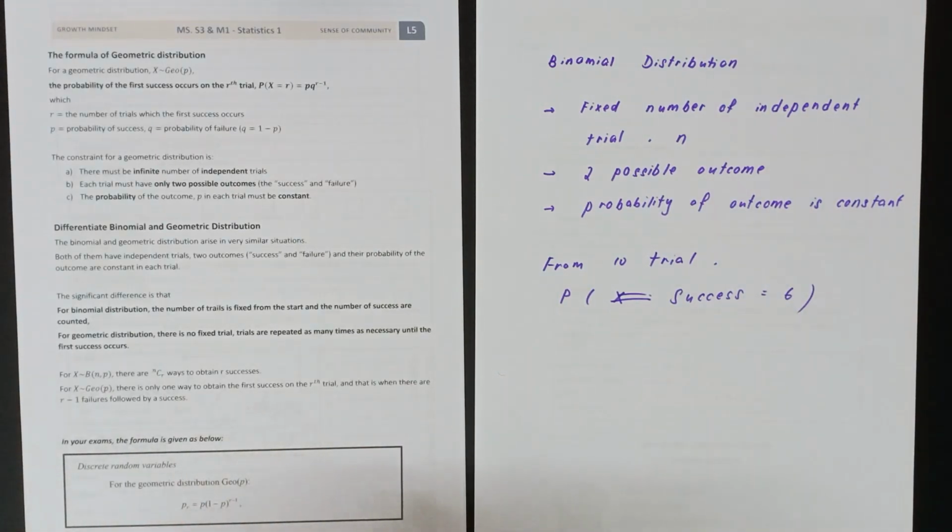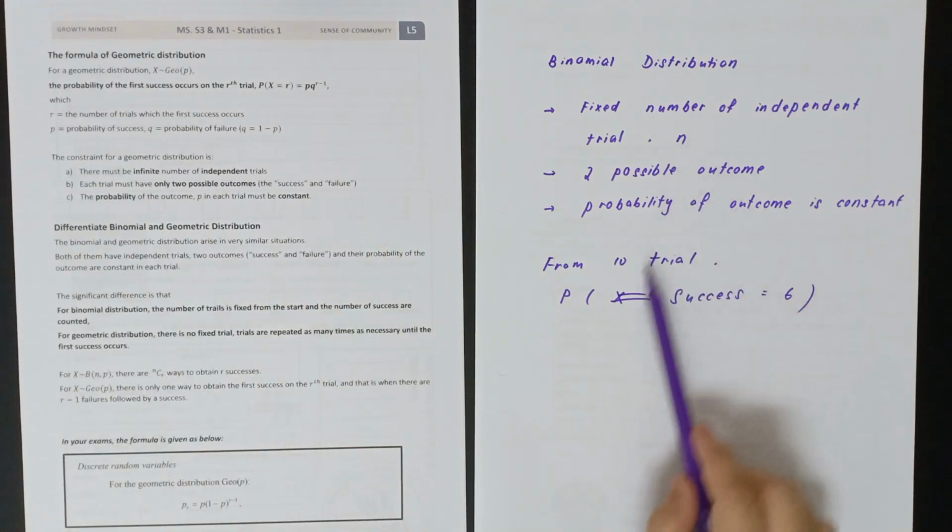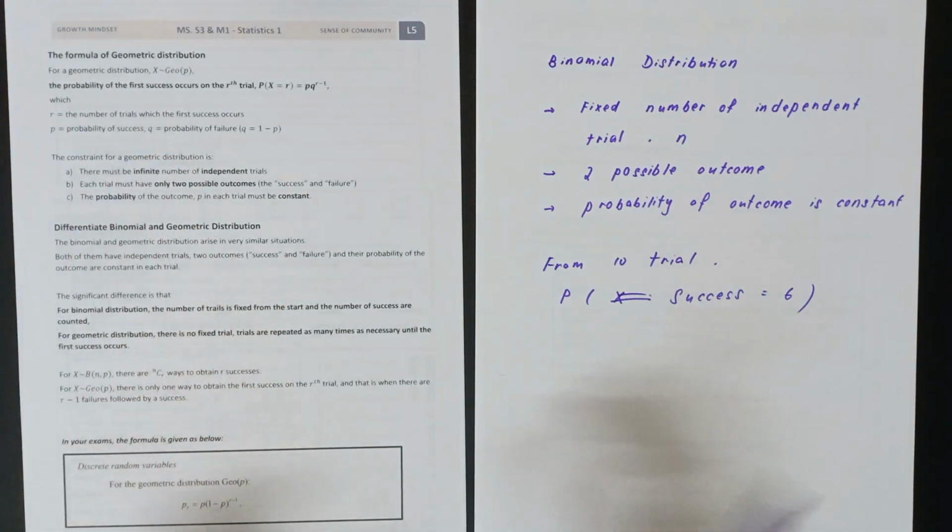But for geometric distribution, we don't have that. We only say that maybe I want to keep on trying, then what is the probability for me to get the first success on the 6th try? So how many successes do you have? You only have one success, which is the 6th time. I hope you can see the difference. So for this one you have a fixed number. If I want to check for 10 trials, then my n will be 10. But geometric distribution is like I can have all different kinds of n, as long as I want to get the first success at the end. So yeah, you can read through it yourself.